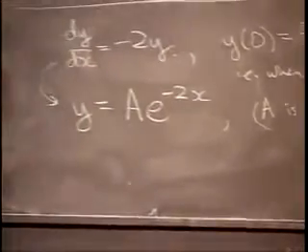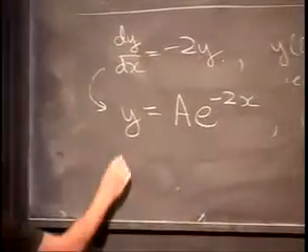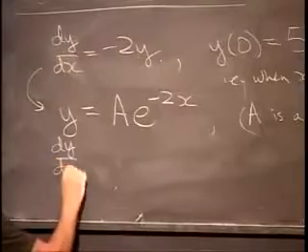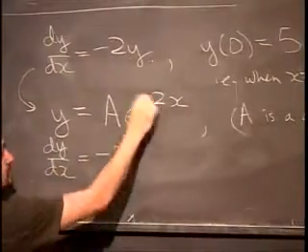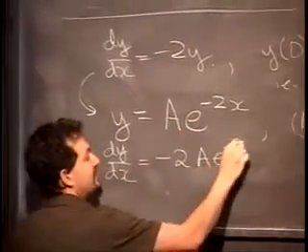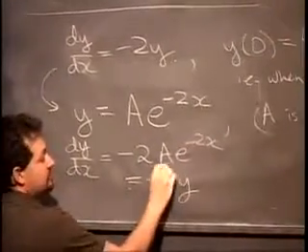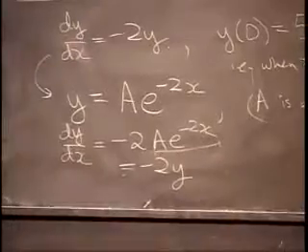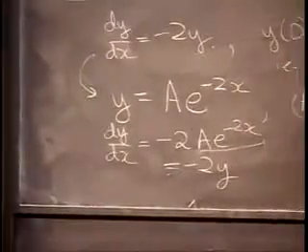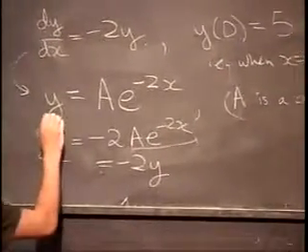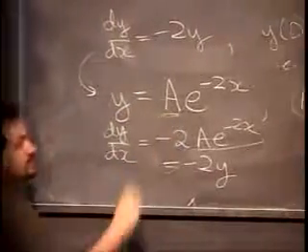If y happens to be equal to a e to the minus 2x, then dy dx is minus 2 a e to the minus 2x. And you'll have to admit that this is actually minus 2y, because this, after all, was y. So the solution to the differential equation has this constant that we don't know about.